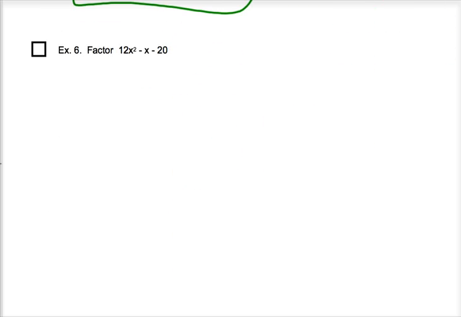Example 6. Anything go into all three? That's the first thing I checked, and I say no, nothing goes into all three. So I'm stuck using 12 and negative 20. Well, this one has a lot of factors. 12 is 1 and 12, 2 and 6, 3 and 4.